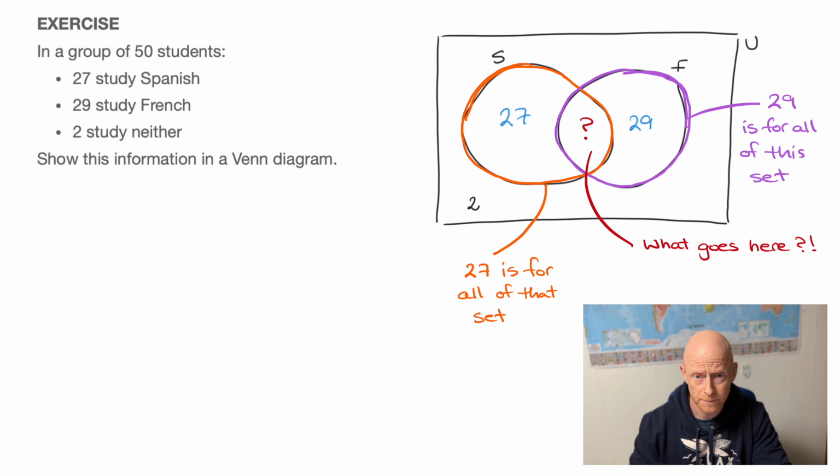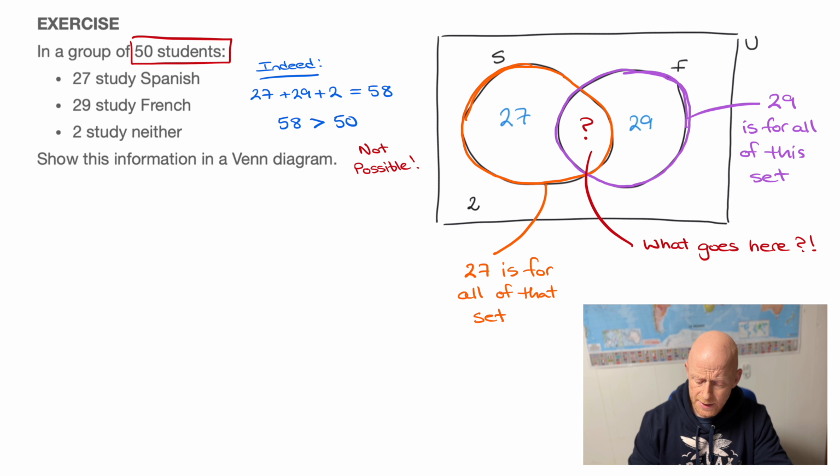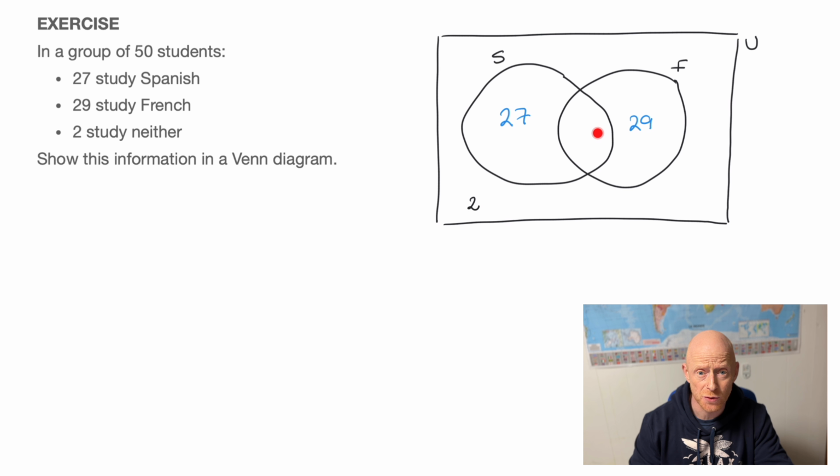And so what's actually happening here, and what we need to figure out, is that there are some students who study both Spanish and French, and so they would lie in this overlap region, or the intersection of these 2 sets. But how many students does that concern? And so here's the idea. I'll go ahead and erase what we did here, 27 and 29, and I'll start over.